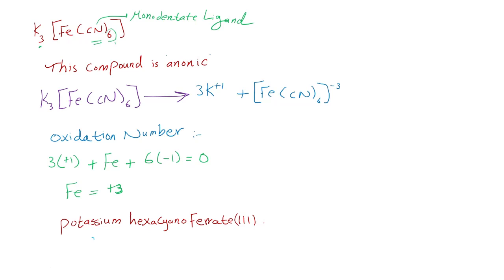And the coordination number is 6, because as I said previously, cyanide is a monodentate ligand. The third example is this. Actually, this example is a little different from the other examples. As you can see, this compound is cationic, so at the end of naming this compound, you should write ion.